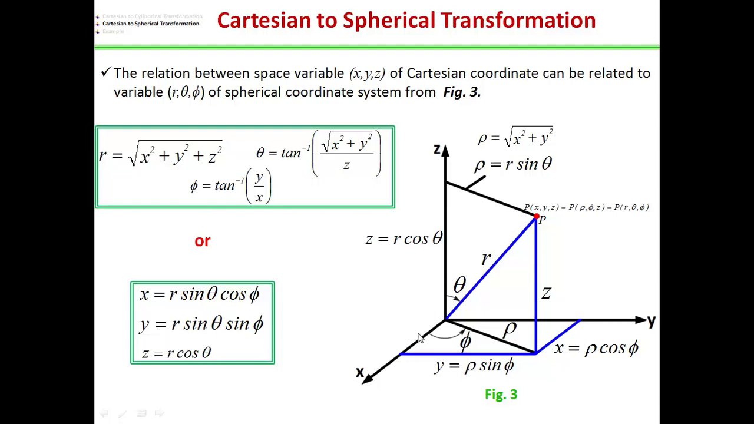And y is equal to, we have calculated earlier, rho sin phi, and rho is the projection of r. So rho is equal to r sin theta. So we get y is equal to r sin theta sin phi. And z is the projection of r along the z-axis. So z is equal to r cos theta.